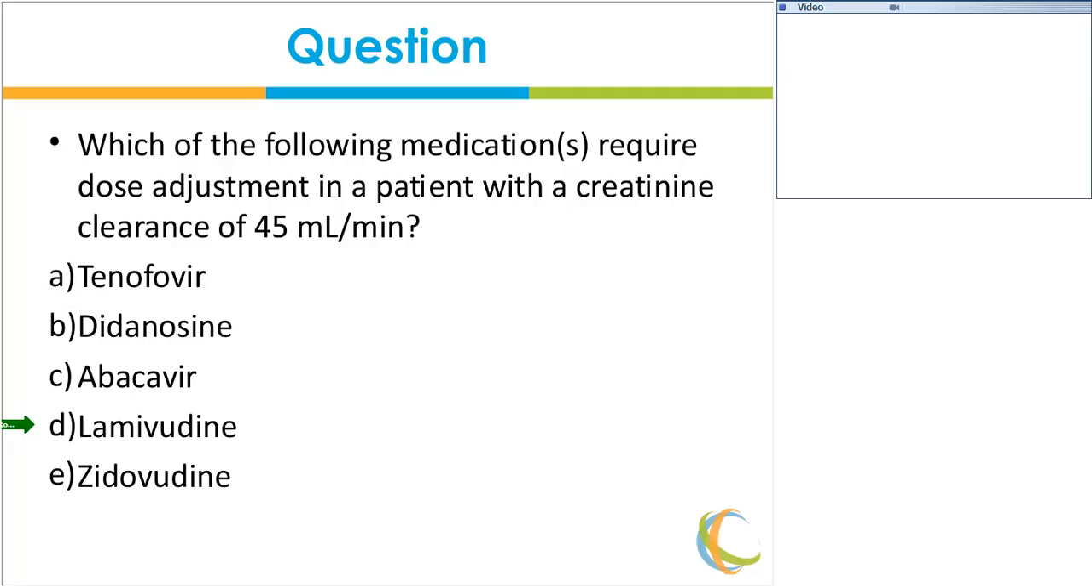And the other answer would be Lamivudine, which also warrants a dose adjustment in patients with a creatinine clearance of 50 or below. Abacavir, if you remember, is hepatically eliminated, so it does not warrant renal dose adjustments. And Zidovudine, the final medication, only requires dose adjustment in patients with a creatinine clearance of 15 or below.